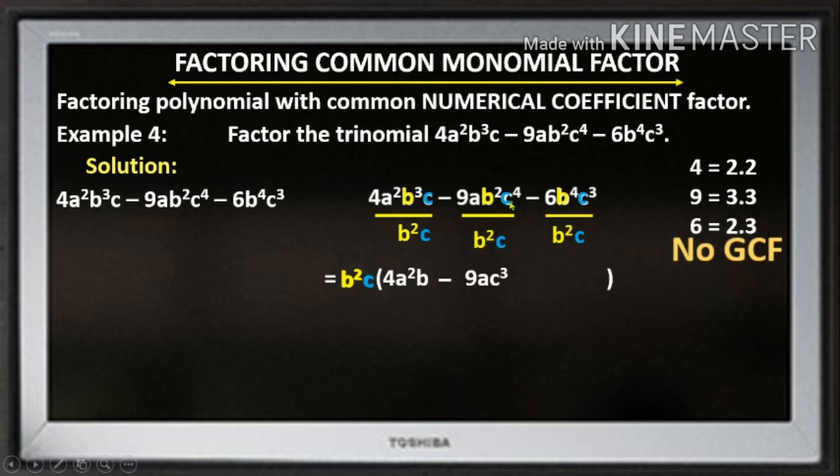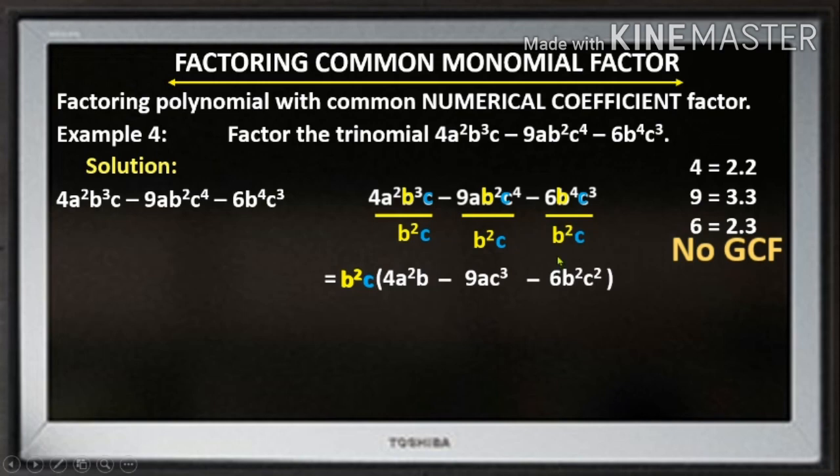So then c raised to the power of 4 divided by c is equal to c cubed, because the exponent 4 here, minus c here is understood to have 1 as its exponent. So 4 minus 1 is 3. Then minus 6b raised to the power of 4 c cubed divided by b squared c. Okay, the quotient is 6b squared c squared.